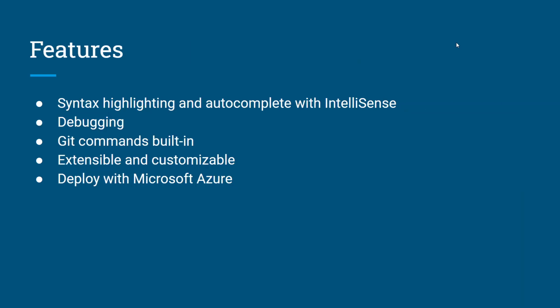So what are the features of Visual Studio Code? It has something called IntelliSense, which can help you with syntax highlighting and auto completion of the code. We can easily debug, and you can also easily integrate with a version control system like Git. It has built-in support for Git commands. Another thing: it is extensible and customizable.